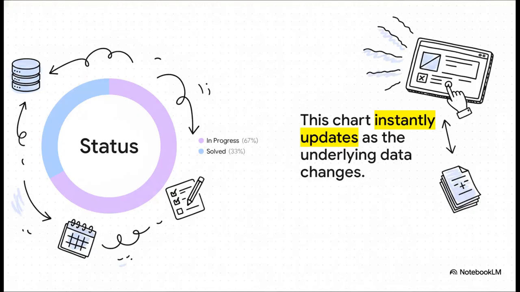Take this status chart, for instance. The app just looks at all the activities in the data file, does a quick count, how many are in progress, how many are solved, and then Streamlit just draws the chart based on those fresh numbers. So if you go and add a new task, the app reruns, the counts change, and boom, this chart instantly updates right before your eyes.